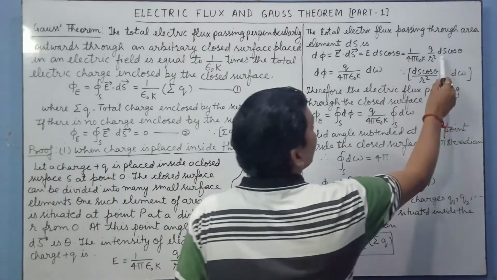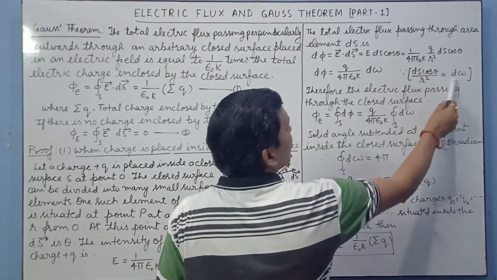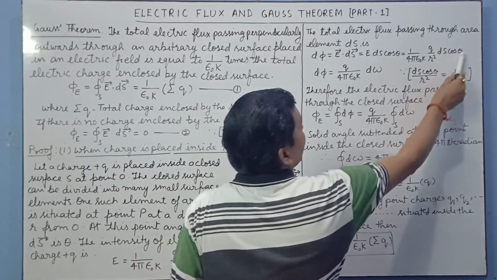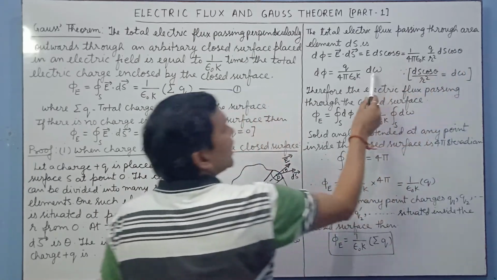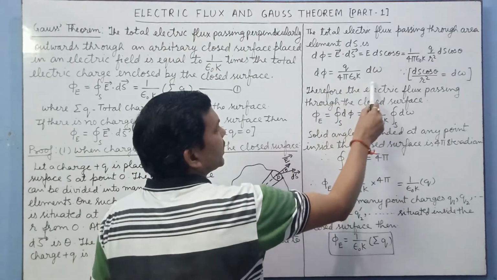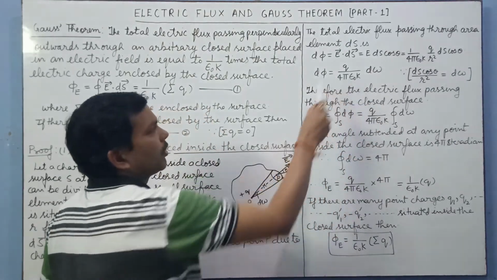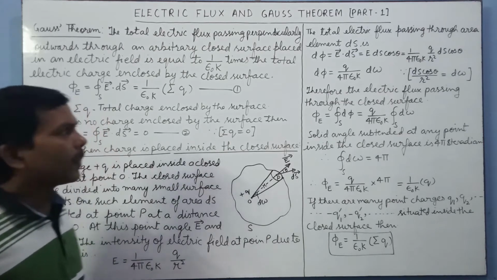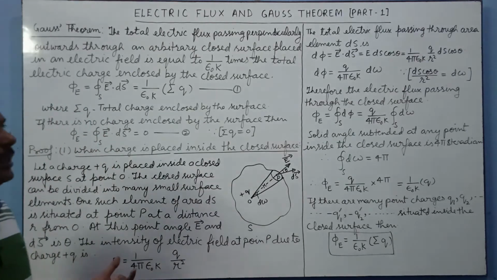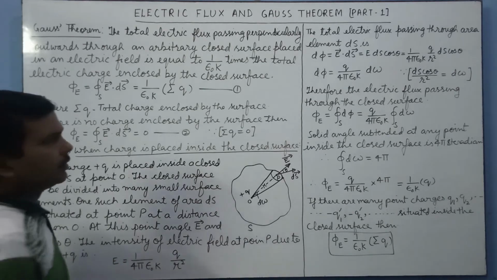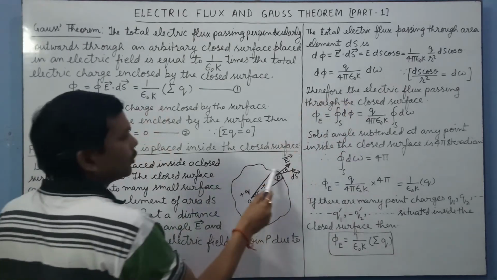As we know, ds cos θ / r² is equal to dω. We will substitute ds cos θ / r² as dω in this equation. So we obtain this equation: dΦ = q/(4πε0 k) dω. This is the electric flux passing through this element.